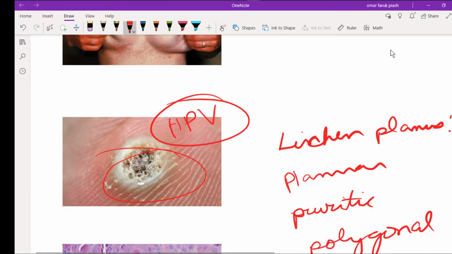And finally, molluscum contagiosum. Molluscum contagiosum is a pox family infection. And here you will get cytoplasmic inclusions, molluscum bodies, and that's all about skin pathology.